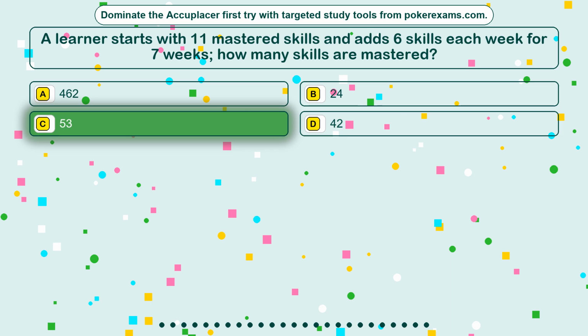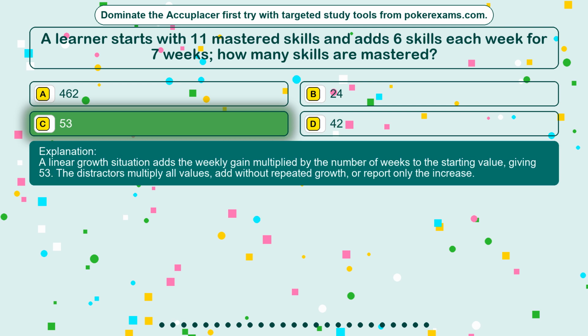The correct answer is option C, 53. A linear growth situation adds the weekly gain multiplied by the number of weeks to the starting value, giving 53. The distractors multiply all values, add without repeated growth, or report only the increase.